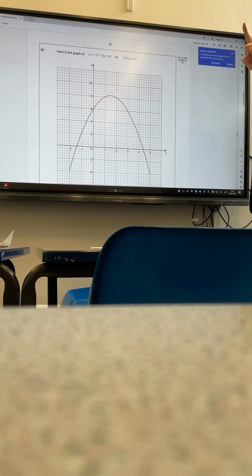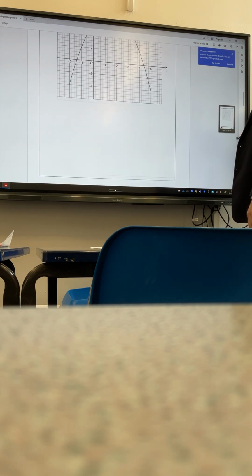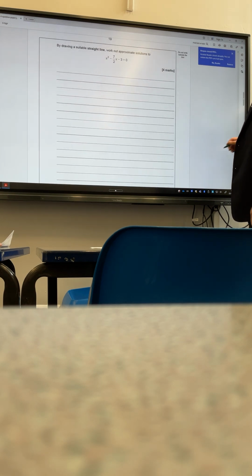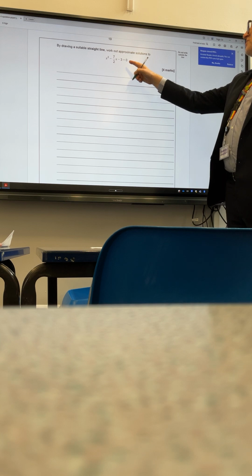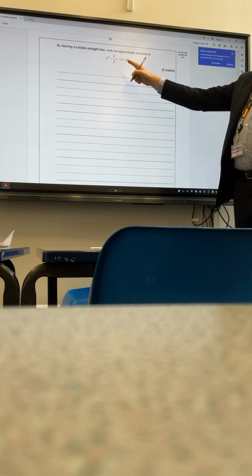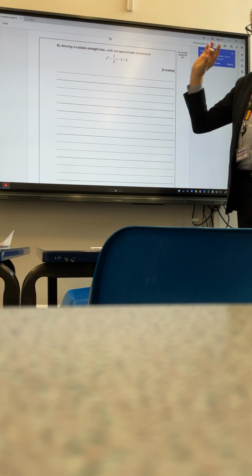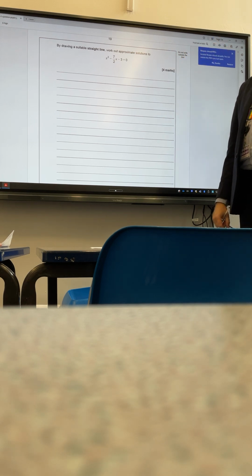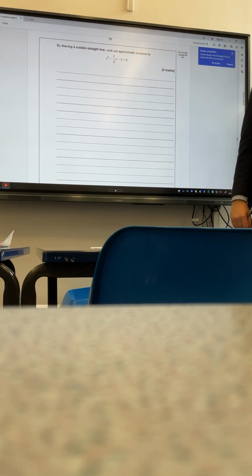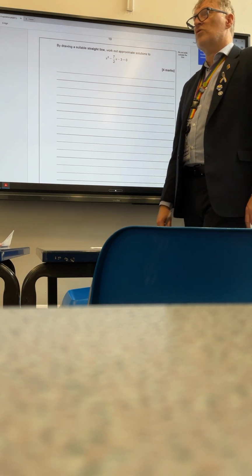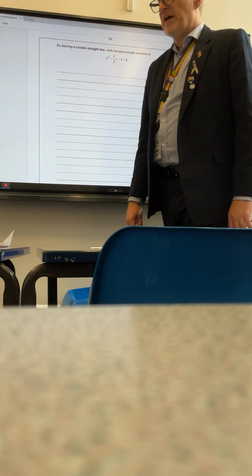Because the question here is work out possible solutions to that equation. And that equation is just x equals. So you just want the x values, you don't want the coordinates. Oh, so you just want the x coordinate of where that line and that quadratic met.